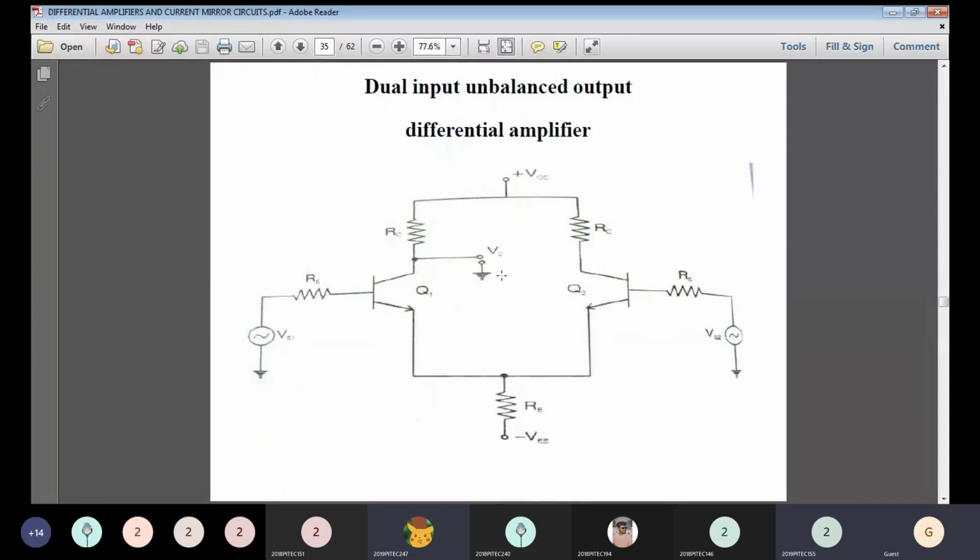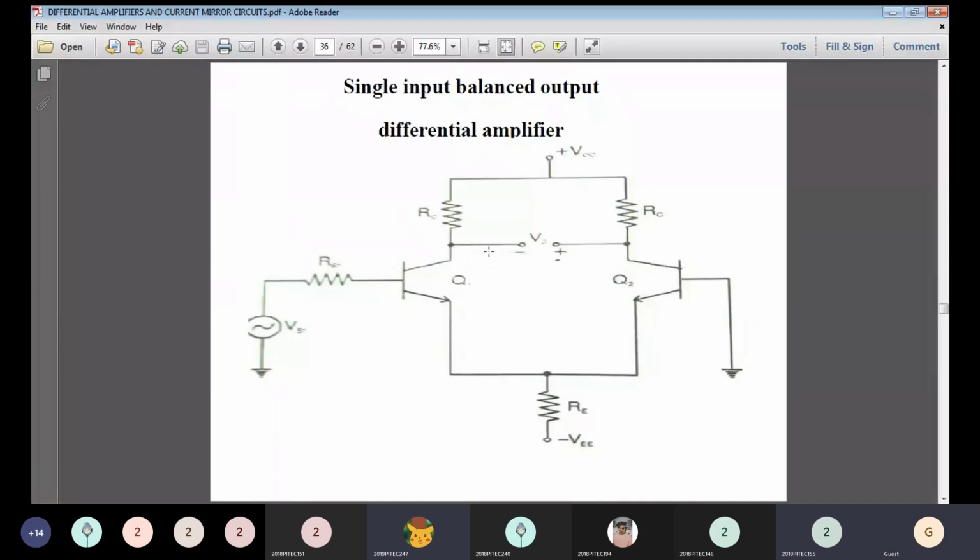The next one is the dual input unbalanced output differential amplifier. In the dual input, again we are feeding two different inputs, VS1 and VS2, at the bases of transistors Q1 and Q2. There is only one output. The connection of transistors Q1 and Q2 is symmetrical, but we are taking only one output from any one transistor. So this is your V0. It is called dual input and unbalanced output.